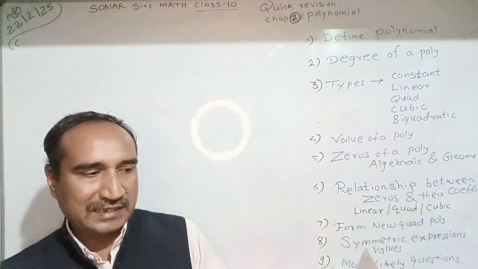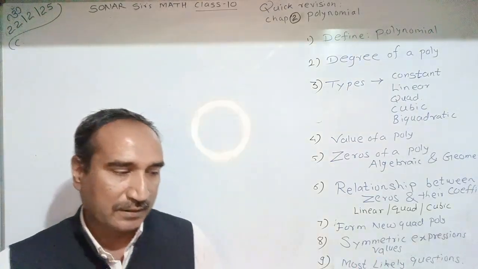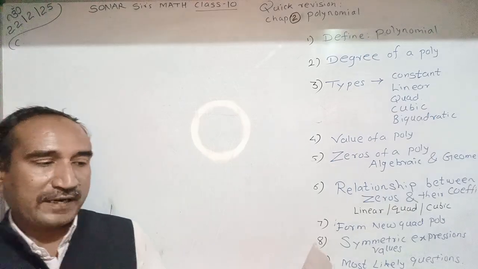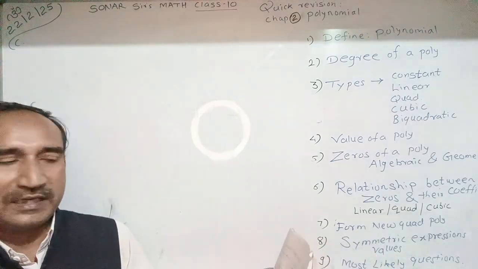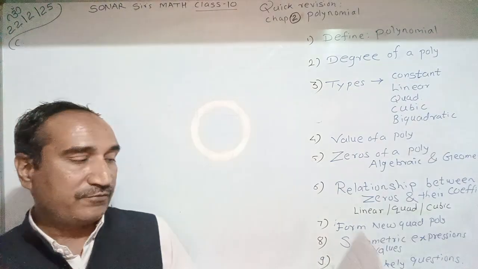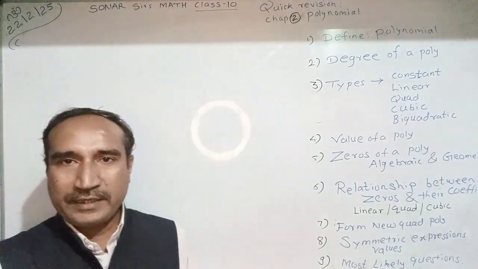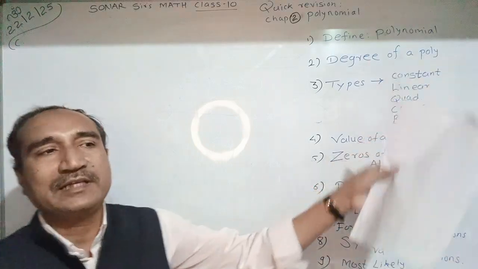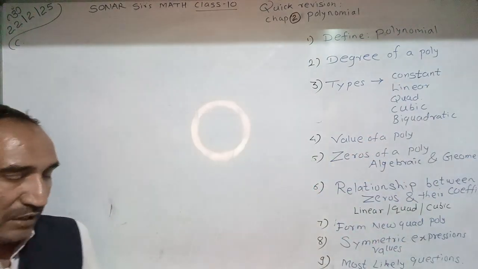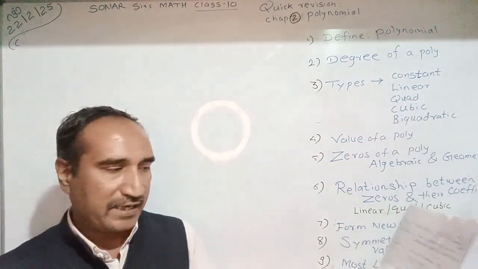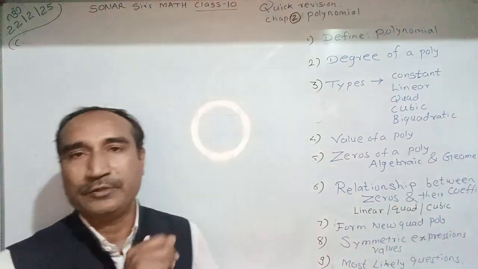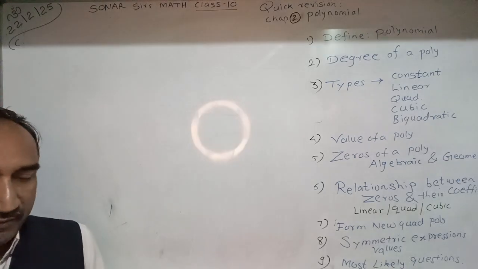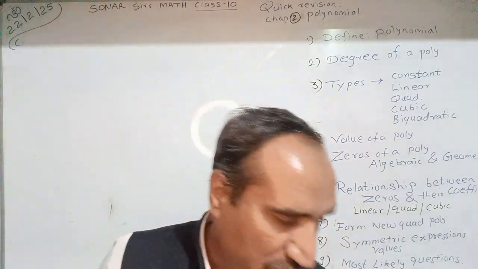The third one is: alpha, beta are the zeros of a polynomial, then find the value of 1 upon alpha, 1 upon beta, like this. Then find the value of k if one zero of a polynomial is given. Then one more type, that is for 3 marks: find the zeros and verify the relation between the zeros and coefficients of the polynomial. So we'll discuss all the questions one by one.